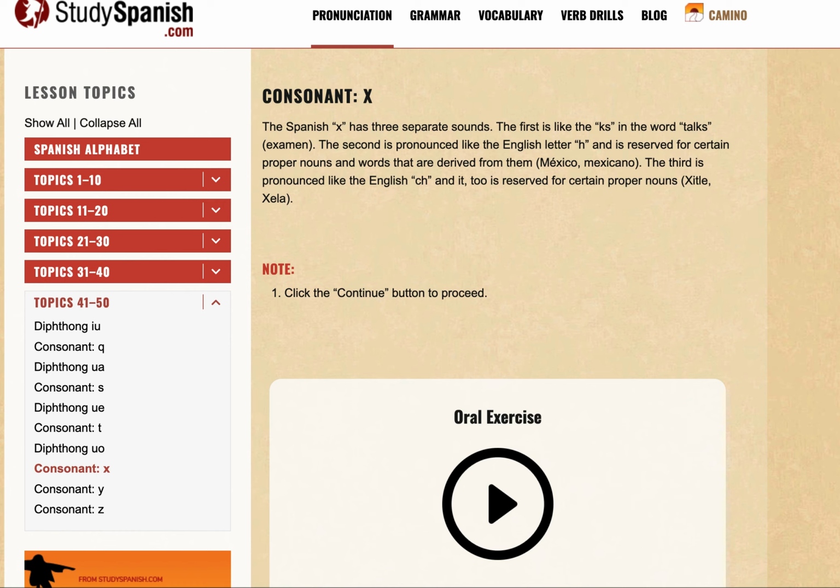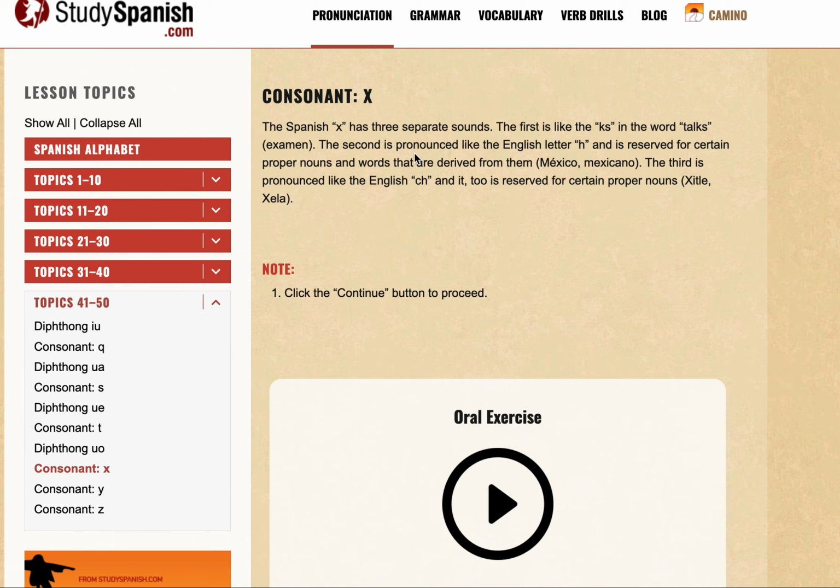Going to look at consonant X, which has three separate sounds. The first is like the KS in the word talks. The second is pronounced like the English letter H and is reserved for certain proper nouns and words that are derived from Mexico.